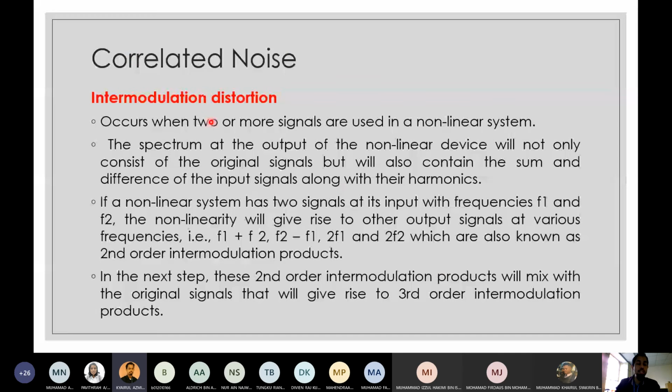And another effect is what we call intermodulation. So intermodulation happens when we have two or more signals in our circuit, and the signals are not at the same frequency, or even maybe from the same frequency, but it can affect each other differently. So let's say we have two signals, one at frequency 1, F1, one at another frequency, F2.